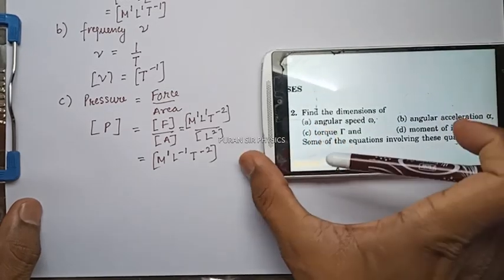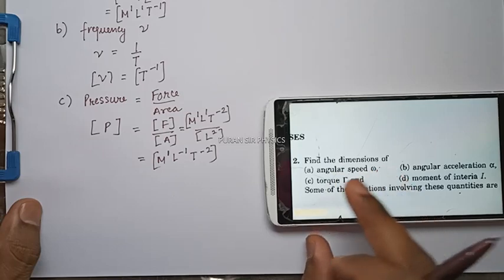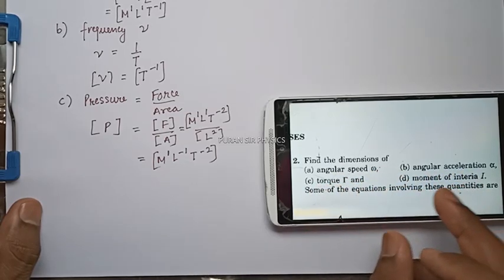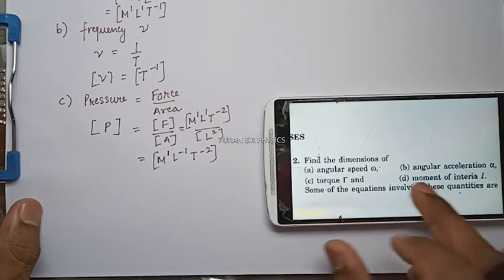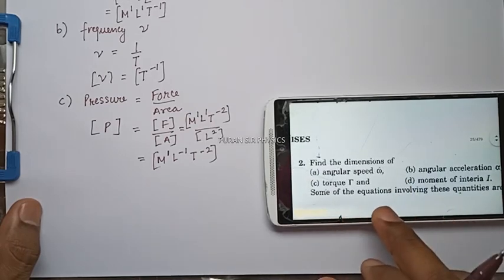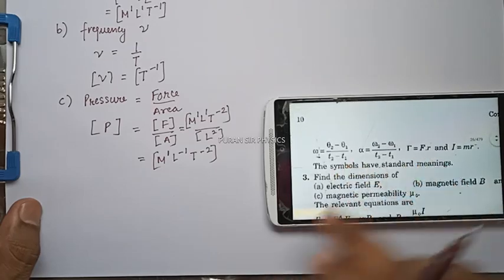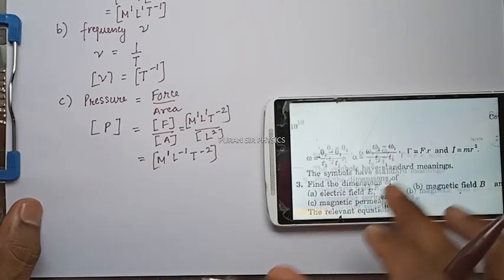In question number 2, find the dimension of angular velocity, angular acceleration, torque and moment of inertia. Some equations involving these quantities are also given, and here we have the equations.